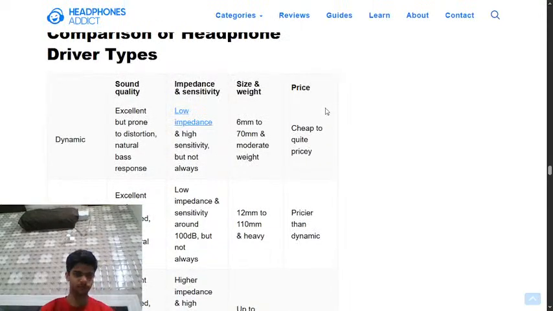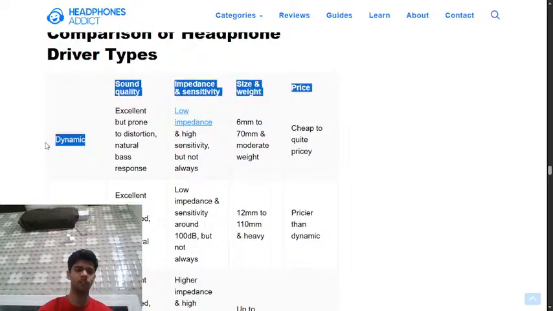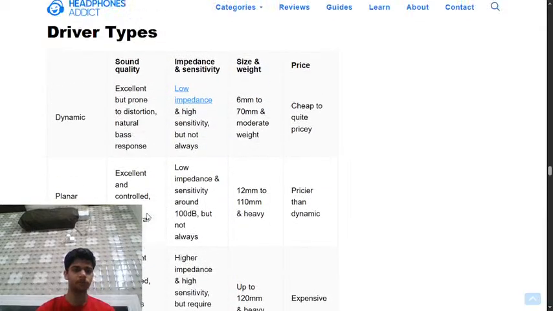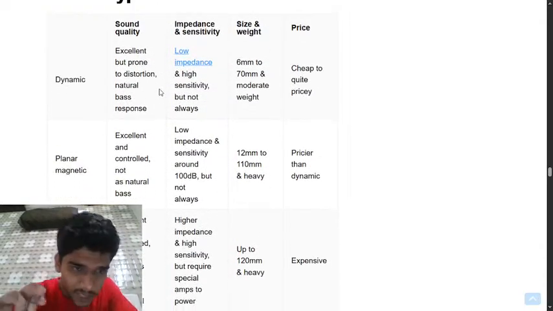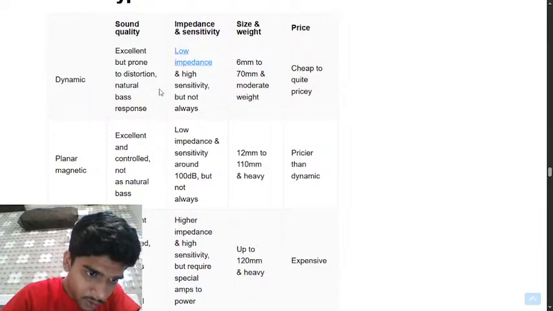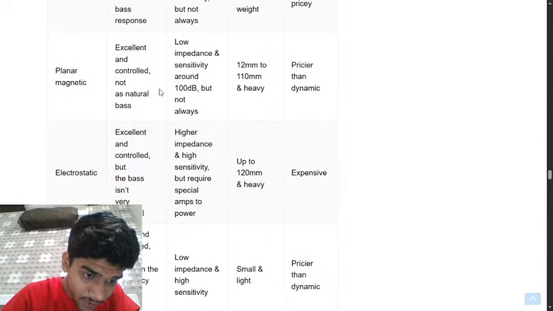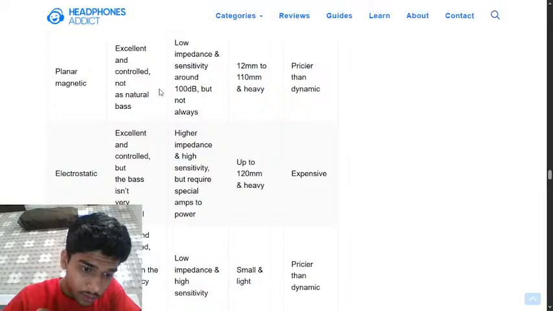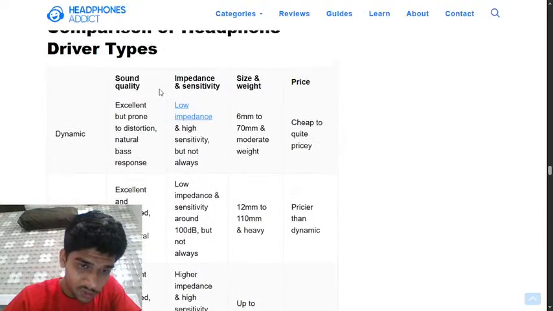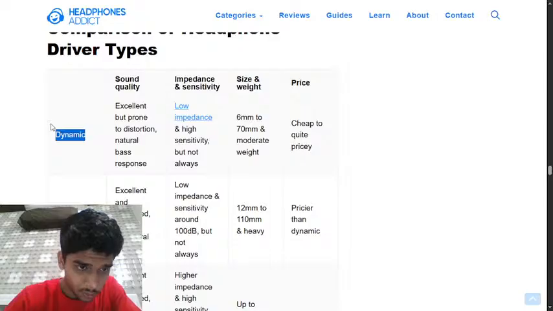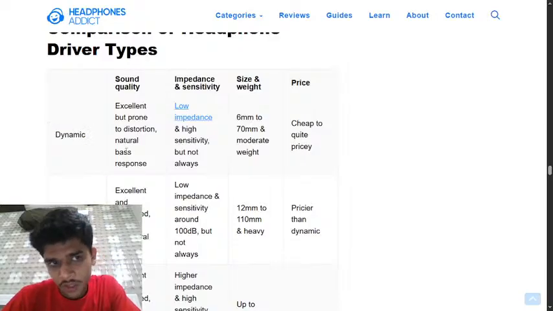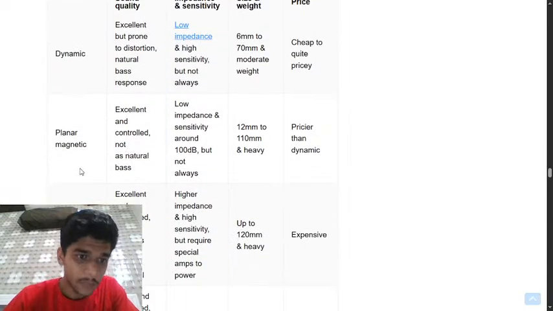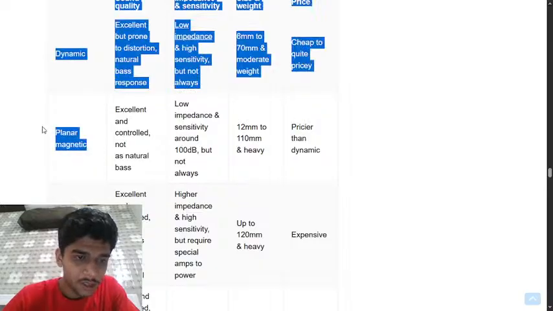The main difference between dynamic and balanced armature is controlled sound. Dynamic doesn't have a controlled sound, whereas balanced armature has a controlled sound. Planar magnetic also has a controlled sound.